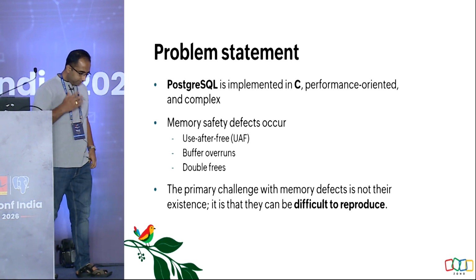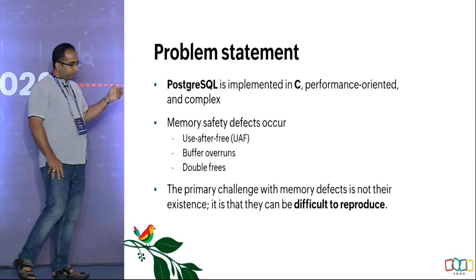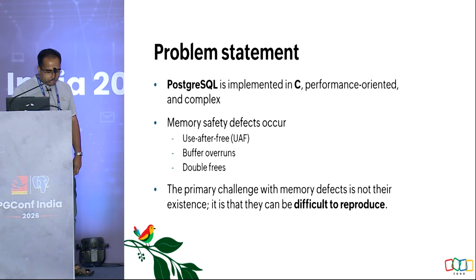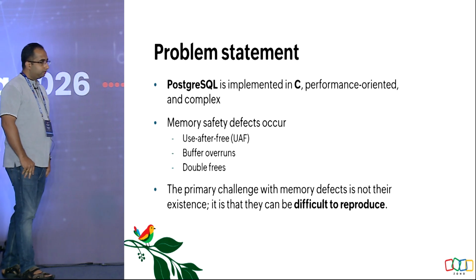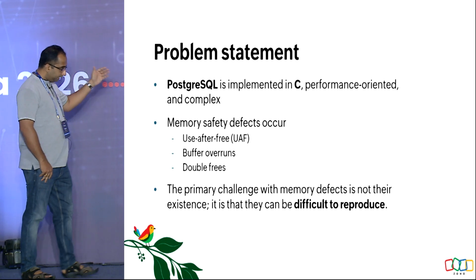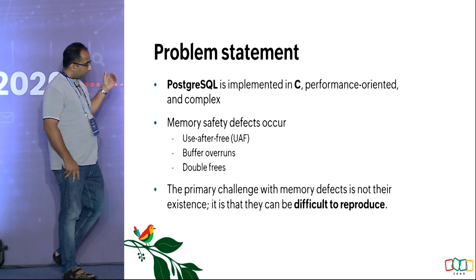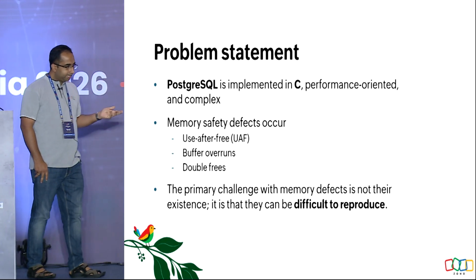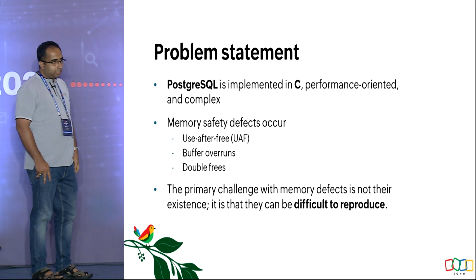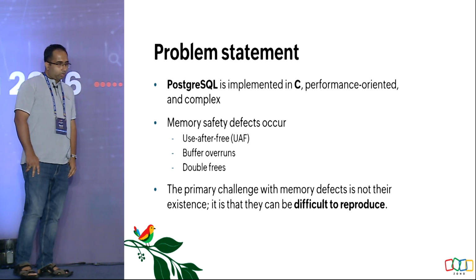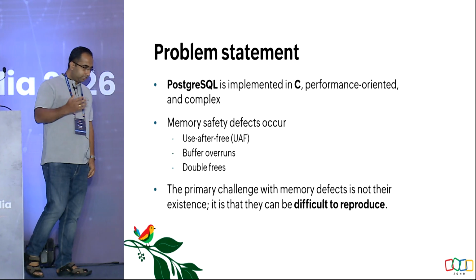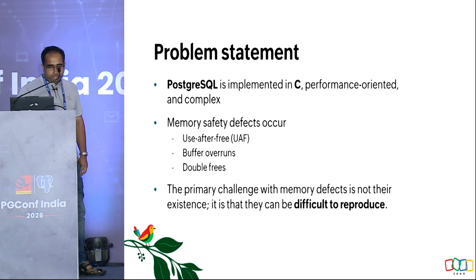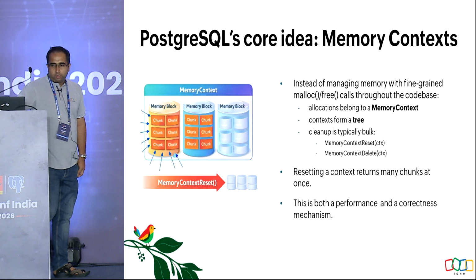So just an intro about PG. As you know, it is implemented in C. It is performance oriented, and is also complex. So for these memory issues, I am just sticking to 3 issues in this talk. The 3 main issues are use after free, buffer overruns, and double frees. These issues are actually very hard to figure out if they happen inside Postgres. So the problem initially, just like any other C or C++ code bases, is that these undefined behaviors exist in memory, but it is very hard to reproduce these issues, right?